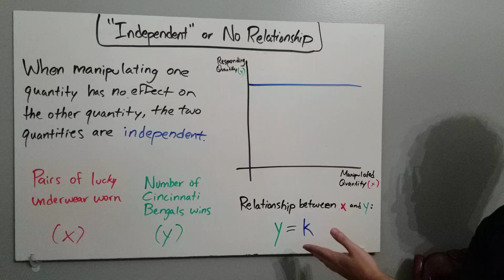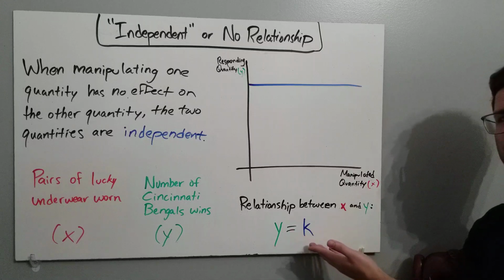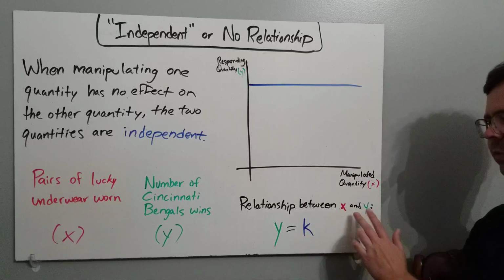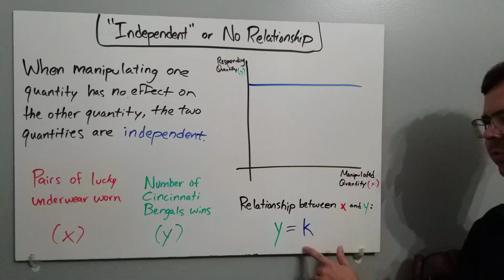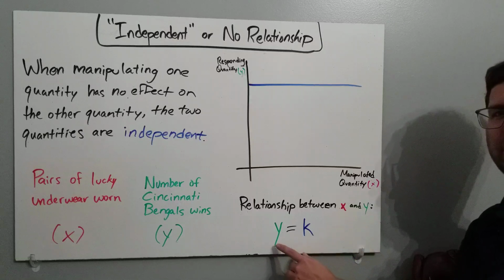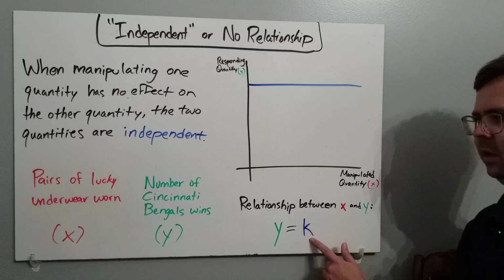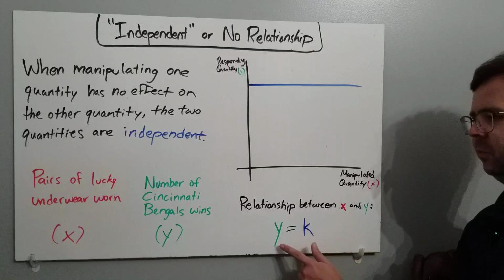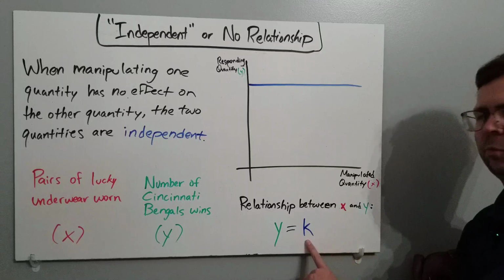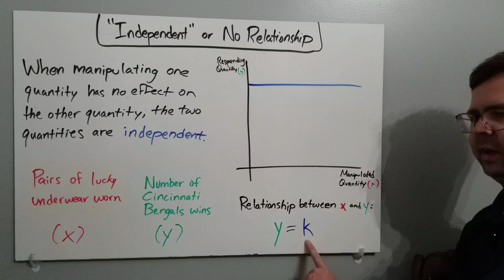So to write a physics equation that describes this relationship between x and y, you'll notice that x isn't even in it because it's not connected to y at all. y is just equal to some random value k. The number of Cincinnati Bengals wins is just some random constant value here, and it has nothing to do with the number of underwear worn.